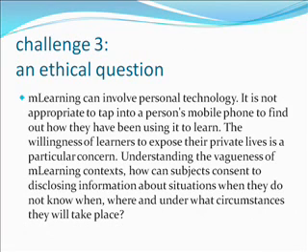Challenge 3. An ethical question. M-learning can involve personal technology. It is not appropriate to tap into a person's mobile phone to find out how they've been using it to learn. The willingness of learners to expose their private lives is a particular concern. Understanding the vagueness of M-learning contexts, how can subjects consent to disclosing information about situations when they do not know when, where, and under what circumstances they will take place?